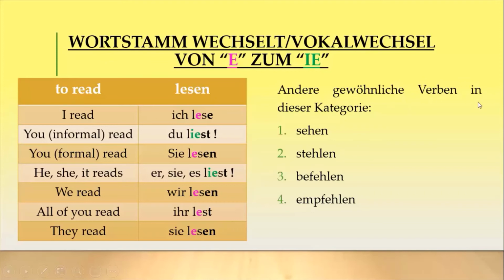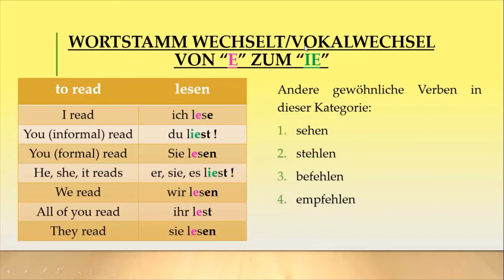Other common verbs in this category where the E in the word stem will change to IE are sehen, which is to see, stehlen, which is to steal, in the sense of stealing something, befehlen, to order or command someone, and empfehlen, to recommend.